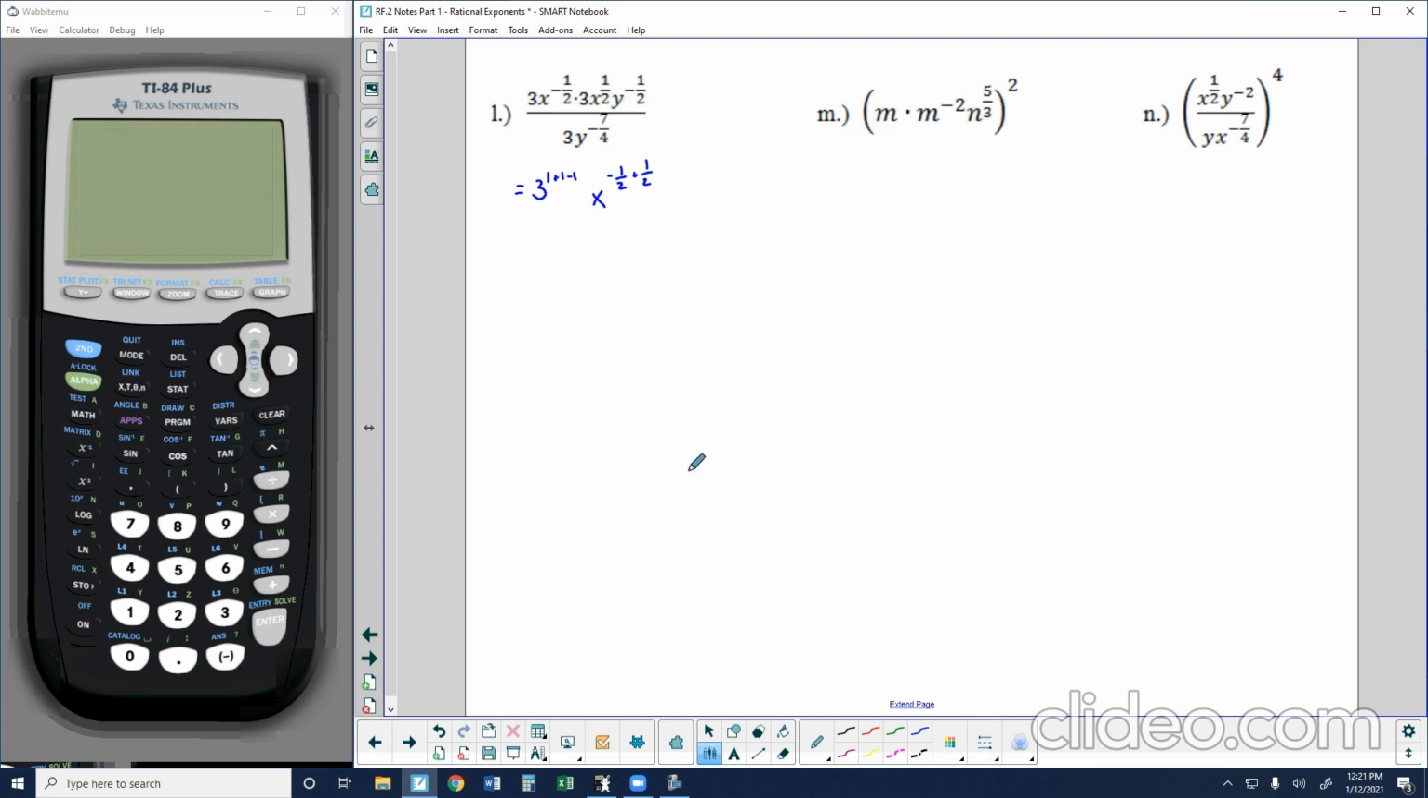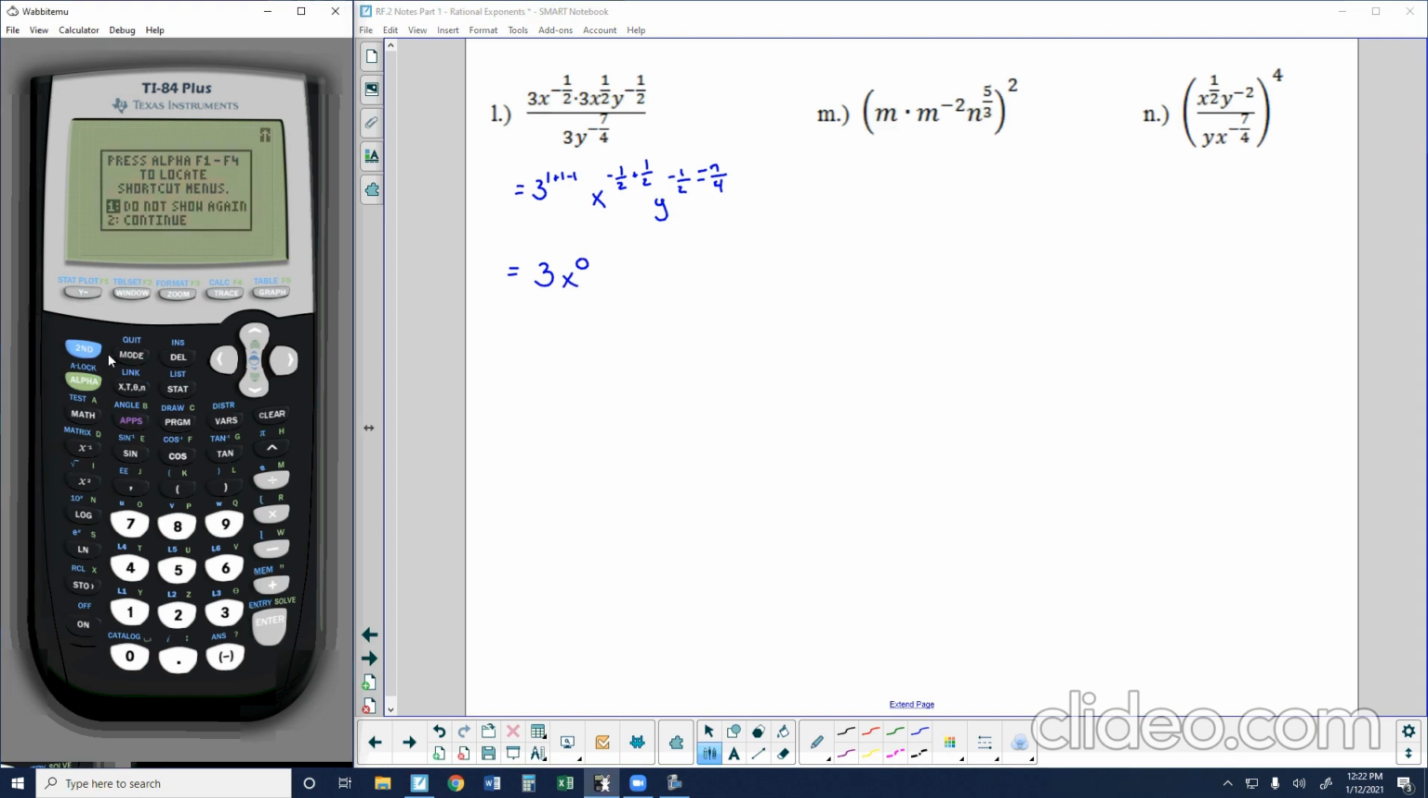Then if I look at the y's, I have y to the negative 1/2 being subtracted by a negative 7/4. The reason we subtract there is because I'm dividing the bases, so I subtract the exponents. Now if I simplify, 3 to the 1 plus 1 minus 1 power, so 1 plus 1 is 2, minus 1 is 3 to the first power, or just 3. For x, I would have negative 1/2 plus 1/2, which would be x to the 0 power. I'll come back to that. Then I would have y to the negative 1/2 minus 7/4.